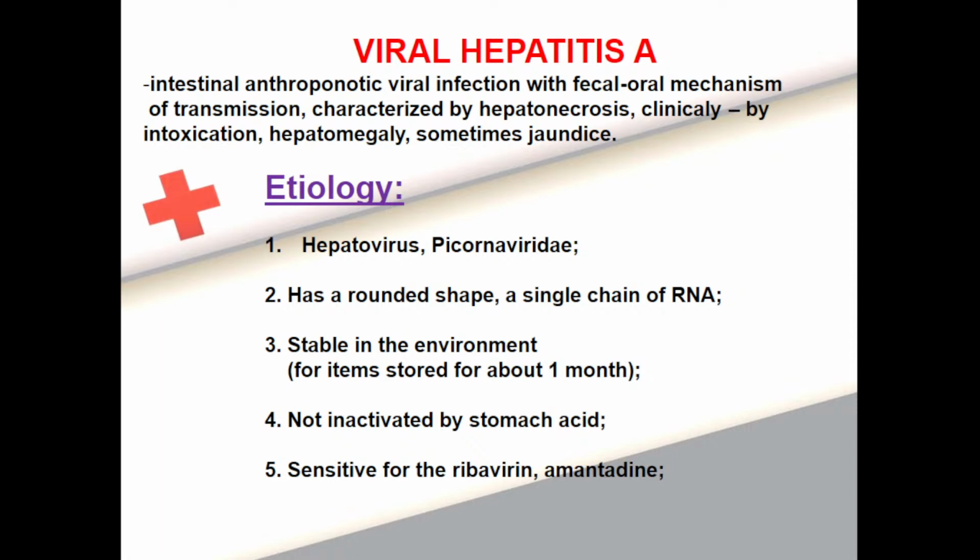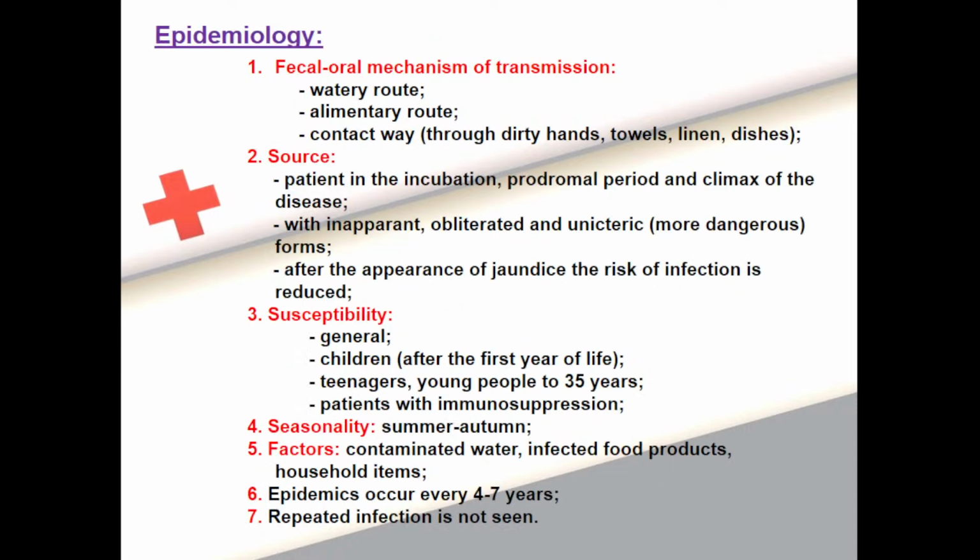In adults, the jaundice form is more spread than among children. But usually it's considered to be a kids' disease because of the lower hygiene level. Etiology: hepatovirus, Picornaviridae, has a rounded shape, a single chain of RNA, stable in the environment, can be stored for about 1 month, not inactivated by stomach acid, sensitive to ribavirin, amantadine, but still we usually don't use antiviral drugs.